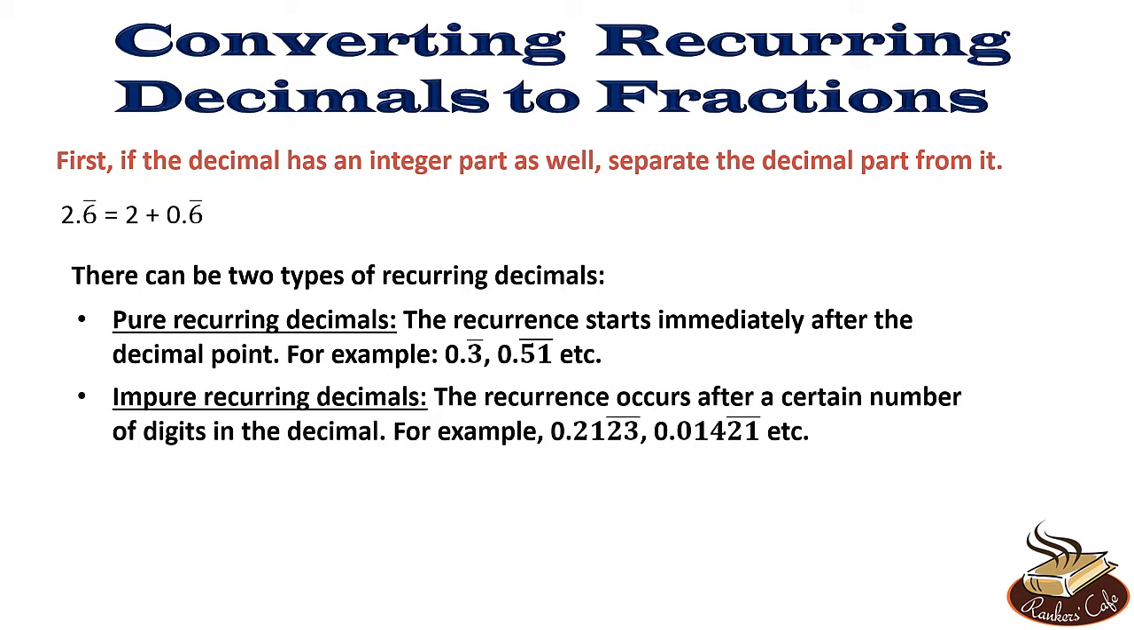Another type of recurring decimal is impure recurring decimal, where the reoccurrence occurs after a certain number of digits in the decimal. Hence, a few digits after the decimal do not repeat. For example, 0.2123 bar. The bar is only on top of 23. Hence, 2 digits after the decimal do not repeat, that is 2 and 1 do not repeat, and after that the reoccurrence starts. Another example is 0.01421 bar. The bar is only on top of 21. Now we will deal with these two cases separately.